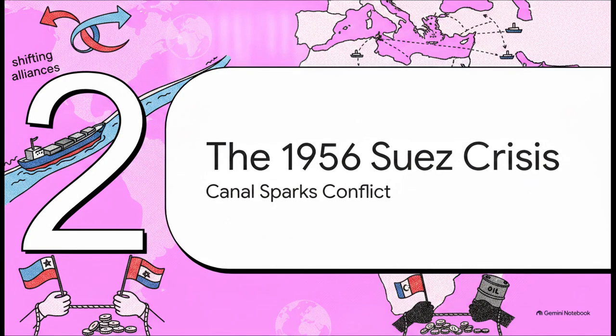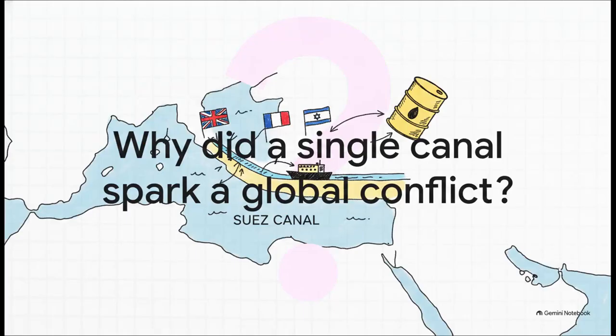Which brings us to Section 2, the 1956 Suez Crisis. A canal sparks global conflict. So, moving into the 1950s, those unresolved political tensions flare up again, but this time with a bit of a twist. Now, you might be wondering, why would a single canal spark a massive global conflict involving Britain, France, and Israel? Well, it all came down to two things: trade and oil.